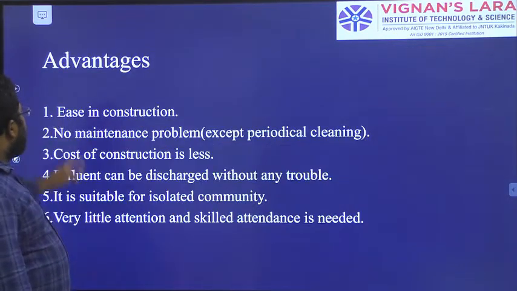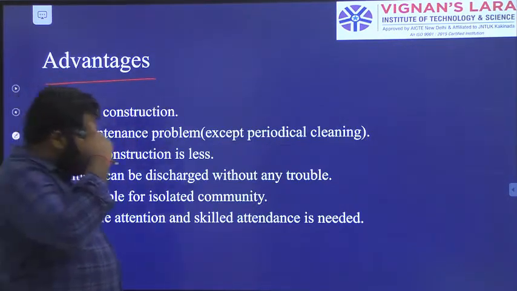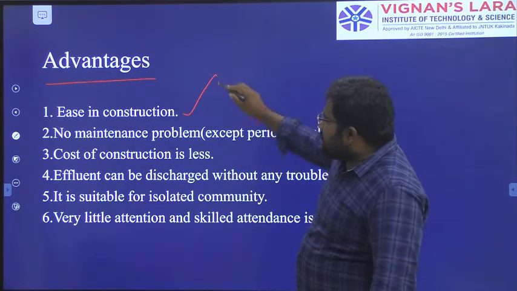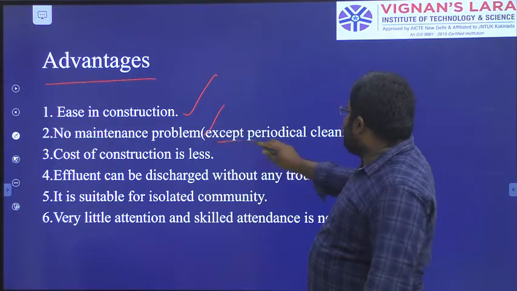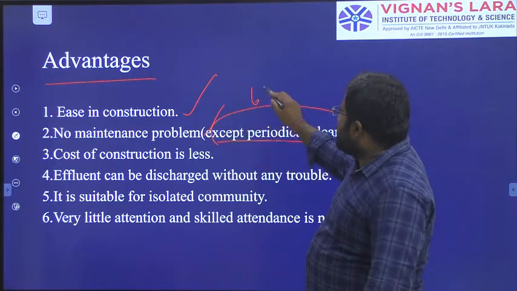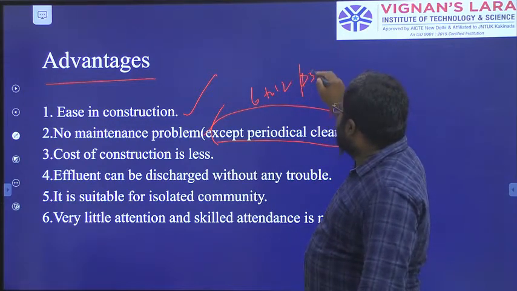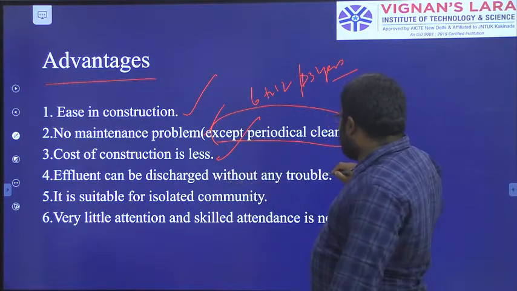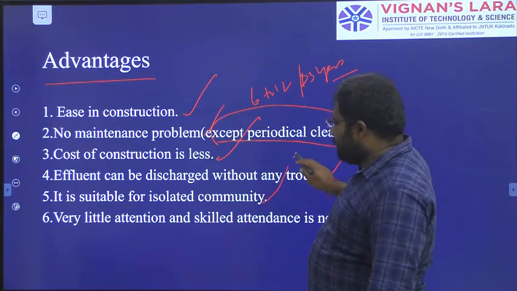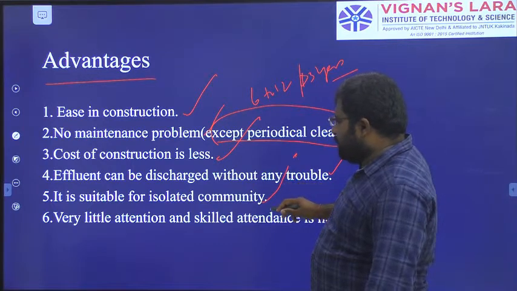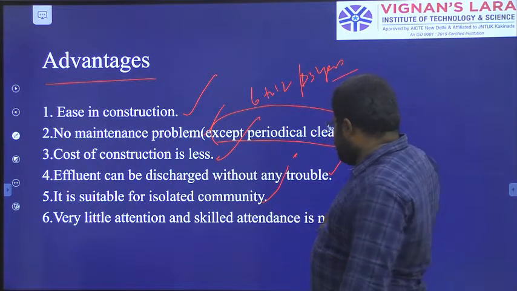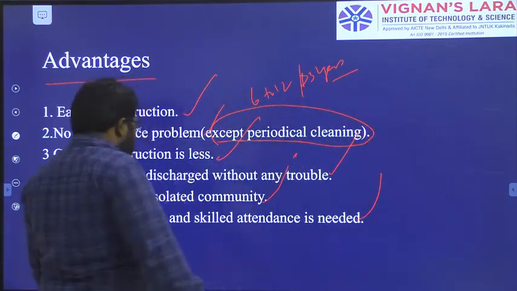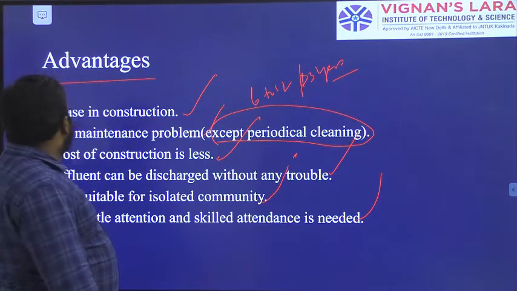Next, the advantages. What are the advantages of a septic tank? It is easy in construction. There is no maintenance problem except periodical cleaning, which means every 6 to 12 months, or not greater than 3 years, we need to clean it. The cost of construction is very low. Effluent can be discharged without any trouble. It is suitable for isolated communities, and very little attention and skilled attendance is needed. These are some of the advantages.